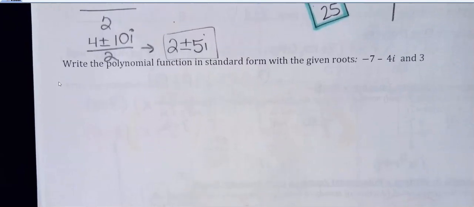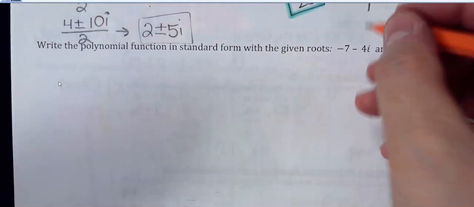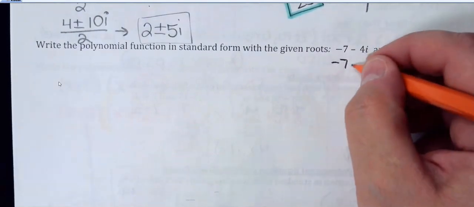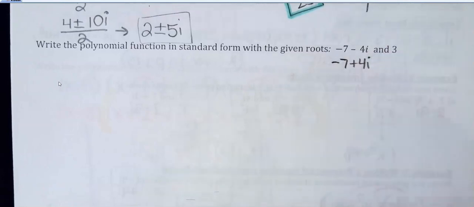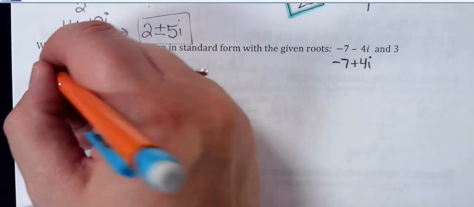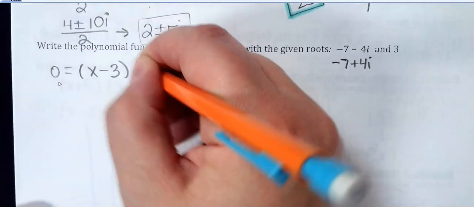This one is just a little more complicated because it has an imaginary root. It has negative 7 minus 4i. So the conjugate, keep the negative 7 and then change this to plus 4i. And then it also has a nice answer that's an integer, just 3. Don't write negative 3, just the 3. All right, don't write a conjugate for a plain number. So my factor there would be x minus 3.